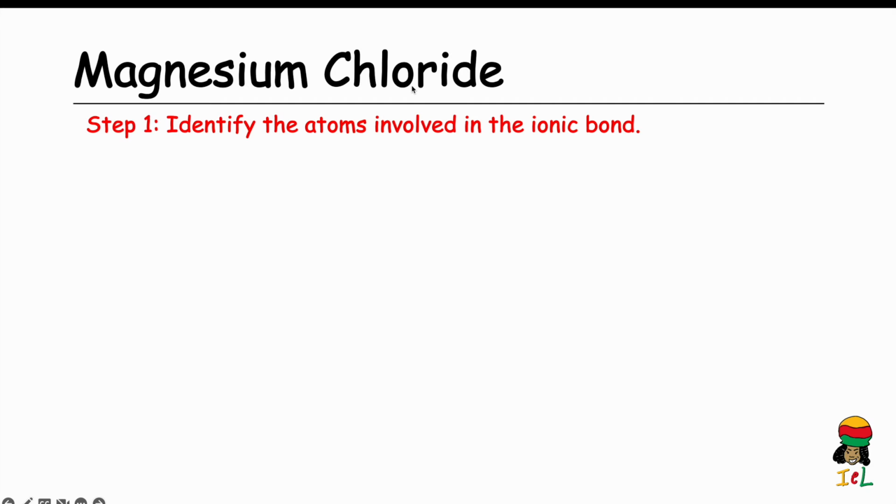Step 1, we will identify the atoms involved in the ionic bond. As we know, when we have the name of an ionic compound, the first part of the name tells the name of the metal, so our metal is magnesium, and the second part of the name tells the nonmetal. And since it was chloride, we know that if it ends with "ide," it's coming from the atom, so we can look at our periodic table to see which element begins with chlor, C-H-L-O-R, and that would be chlorine. So our nonmetal atom is chlorine.